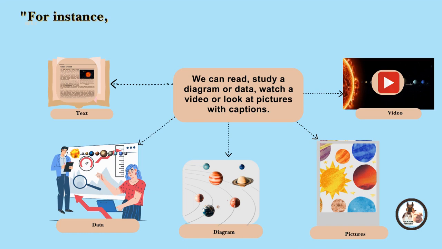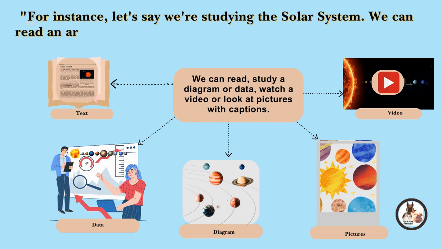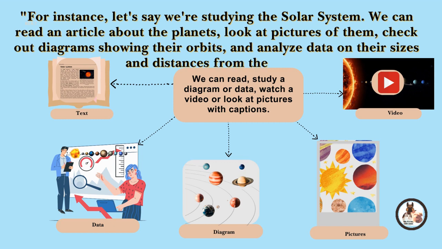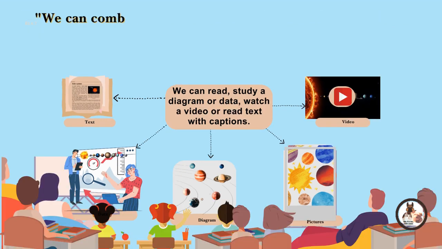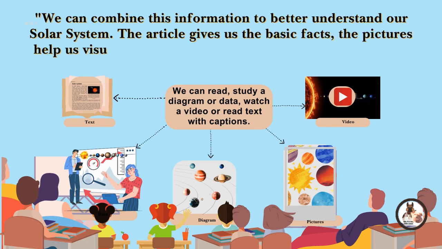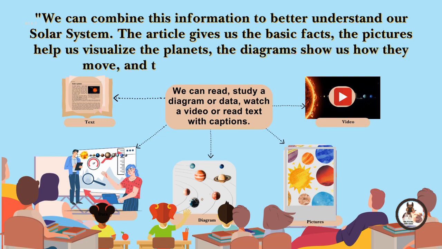For instance, let's say we're studying the solar system. We can read an article about the planets, look at pictures of them, check out diagrams showing their orbits, and analyze data on their sizes and distances from the sun. We can combine this information to better understand our solar system. The article gives us the basic facts. The picture helps us visualize the planets. The diagrams show us how they move, and the data gives us precise details.